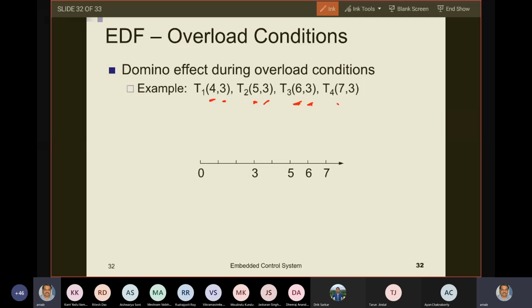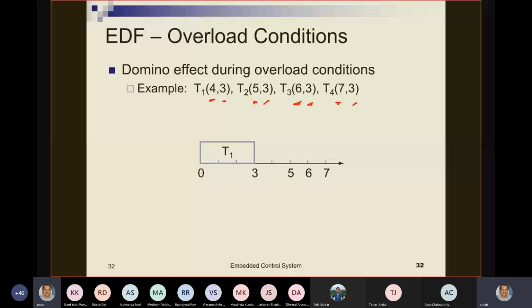In this case, the first task, having the earliest deadline, executes. Then comes the second task, which can only start at 3 because there is only one processor, but because the execution time is 3, it misses its deadline. Then the third task also misses its deadline, and the fourth task also misses its deadline. This is called the domino effect of EDF. Because everybody executes earliest deadline first, everybody misses their deadline. There could possibly be better algorithms which would leave out some of the tasks while allowing the deadlines of a higher number of tasks to be met.